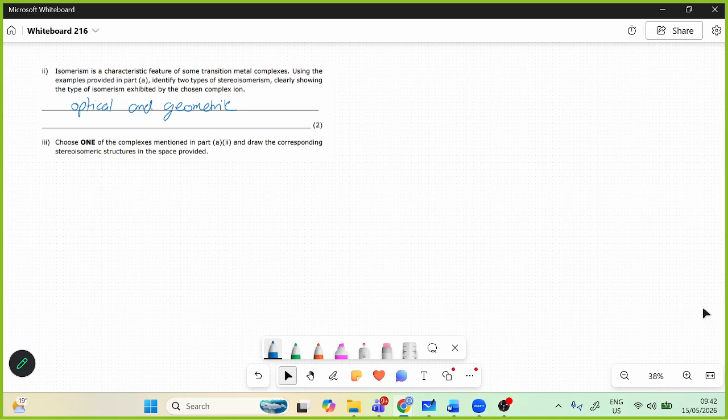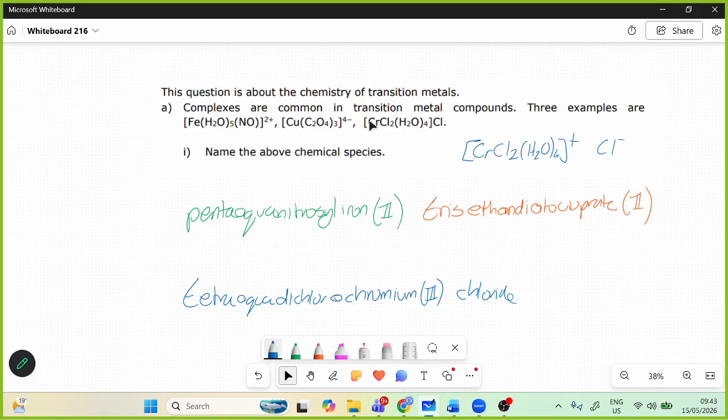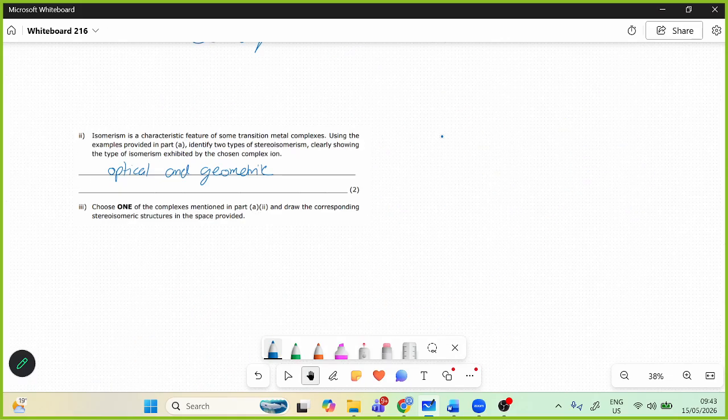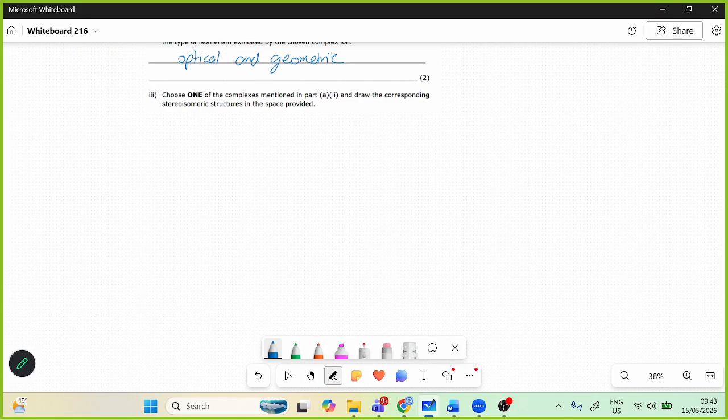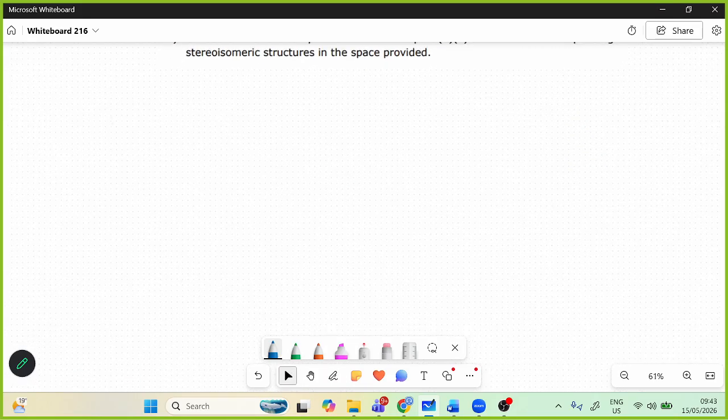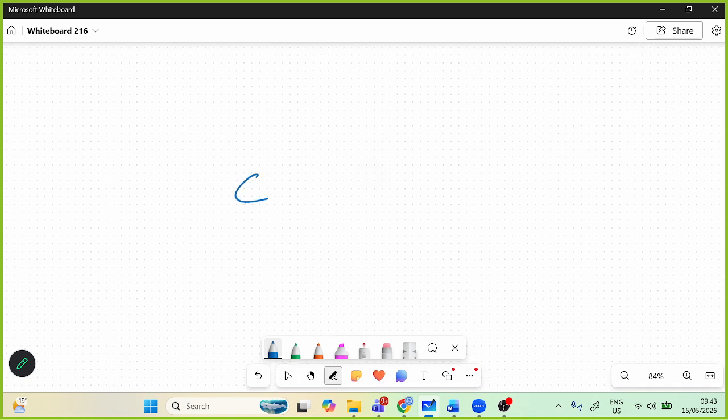To draw, I'm going to actually draw two complexes. In the first part, this complex is optically active. This complex is cis-trans geometric. So I'm going to use those. I'm going to enlarge a little bit.